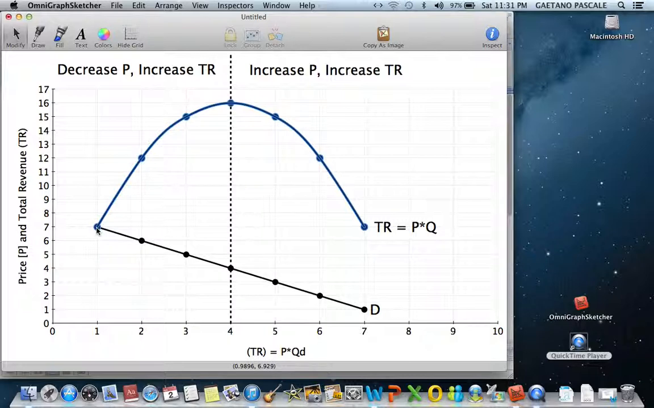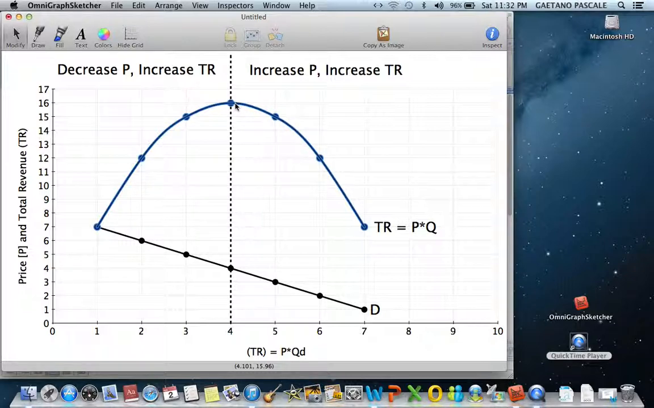Total revenue starts at 7, raises to 12, raises to 14 at a quantity of 3, reaches a maximum of 16 when quantity is equal to 4. And then once we increase output past that point to 5, we see the total revenue falls. So each incremental increase in output actually decreases total revenue. So this, in mathematics, is referred to as an inflection point. This is where the slope changes from positive to negative or negative to positive.